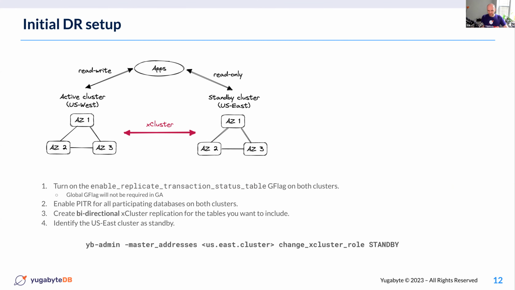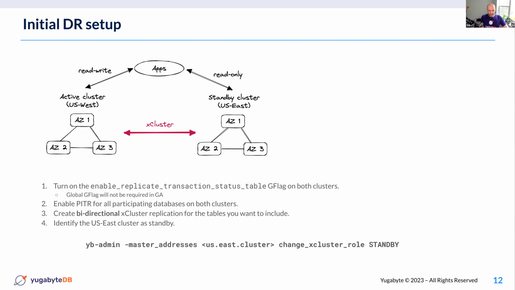First of all, there is currently a G flag. If you want to try this feature out in 2.17, there is a G flag that needs to be set on both ends to enable those transactional atomicity mechanisms. The G flag will not be required in the future when we have the GA version. There are some design decisions to be made on how it will actually work, but we definitely will not require a global flag. But now you have to set this G flag on both clusters, the active and the standby.